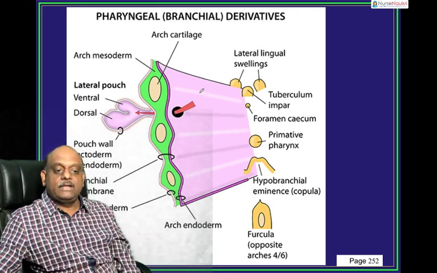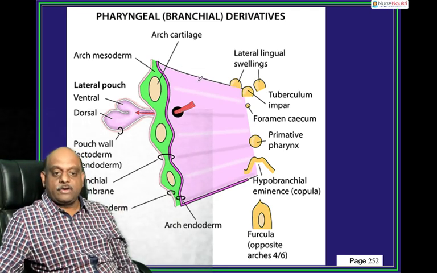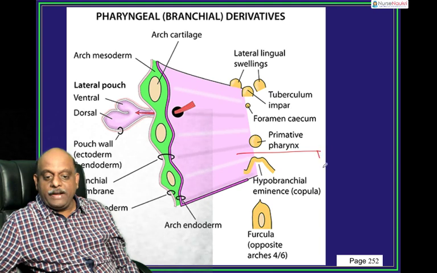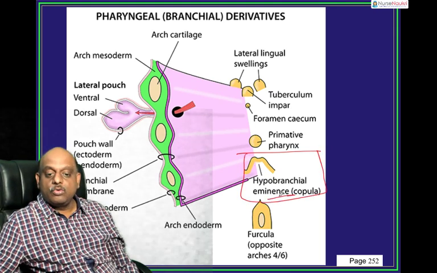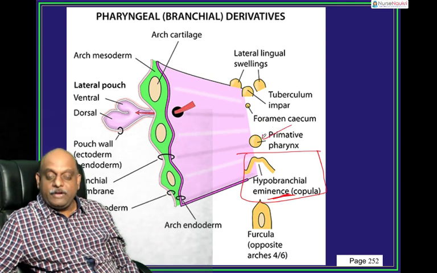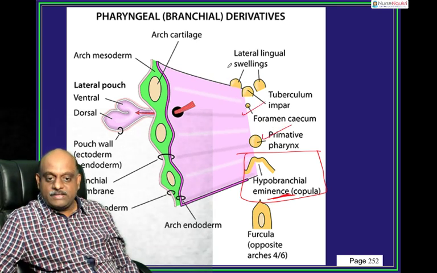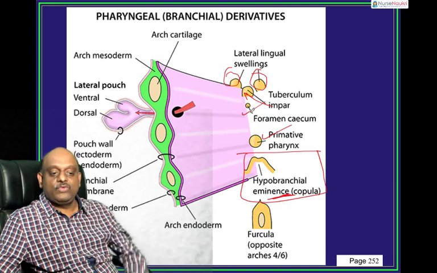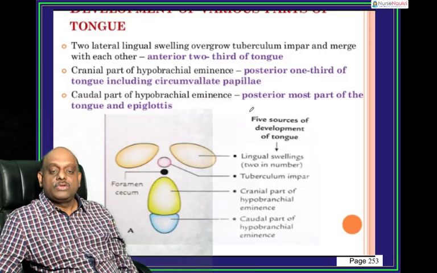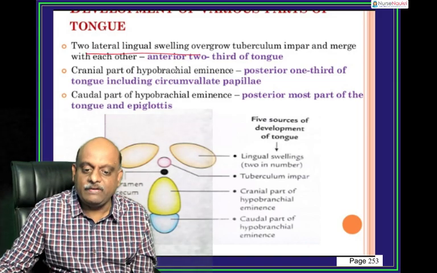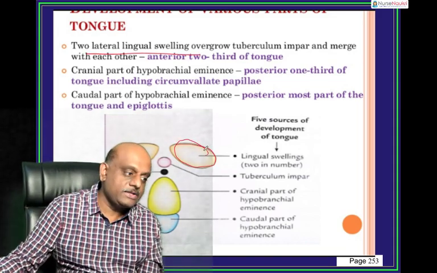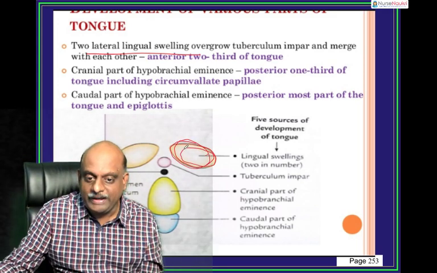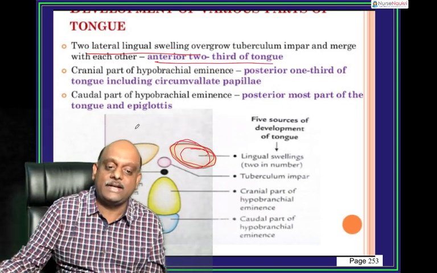So let's have one general outlook of what we are talking about, doctor. Typically, you have a hypobranchial eminence, which is called the copula. There is a primitive pharynx, there is a foramen cecum, and these are the lateral lingual swellings, and this is called the tuberculum impar, is what you should remember. The two lateral lingual swellings form the anterior two-thirds of the tongue.